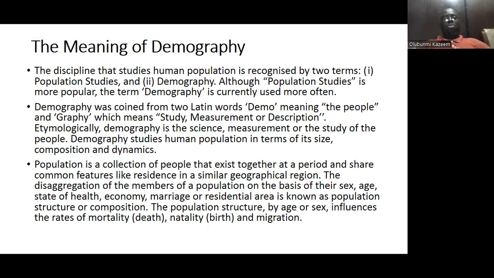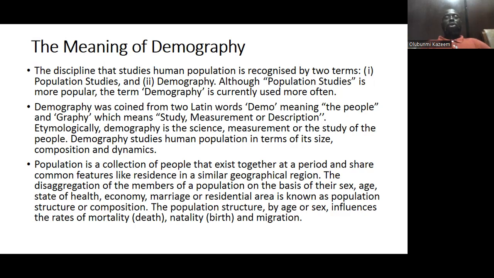Talking about the meaning of demography, there are two key terms that we must pay attention to. The first is demography, the second is population studies. Although population studies seems to be more popular, demography is more often used in discussions or in studies. When we talk about demography, it actually comes from two Latin words, demo and graphy. Demo refers to people and graphy refers to the study of, the measurement of, the description of, or the science of. So etymologically, when you bring the two together, demography would mean the science, the measurement, or the study of the people. Demography studies human population in terms of the size, composition, and dynamics.